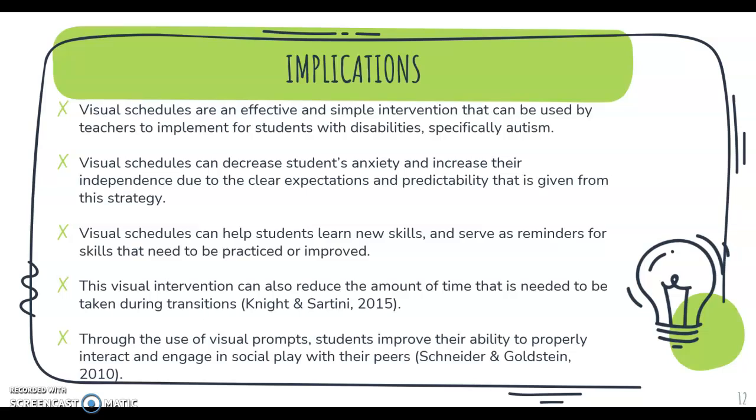Visual schedules can help students learn new skills and serve as reminders for skills that need to be practiced or improved. This visual intervention can also reduce the amount of time that needs to be taken during transitions. They're effective when trying to teach and encourage social skills in students as well. Through the use of visual prompts, students improve their ability to properly interact and engage in social play with their peers. And students with autism struggle with social skills and deserve the opportunity to learn how to socialize with others because they weren't given that natural social skill.